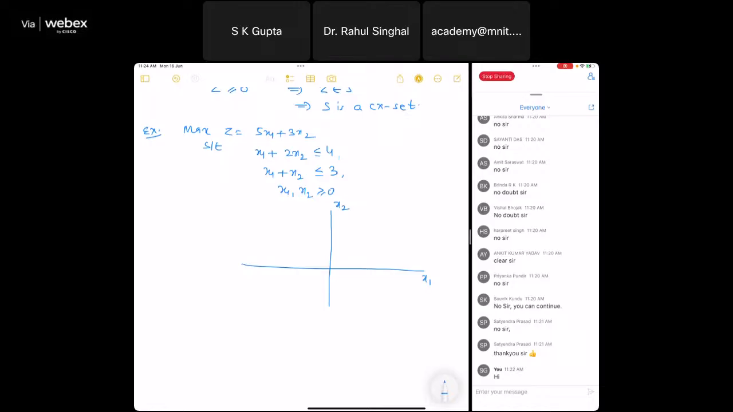You can put x2 equal to 0, you will find x1 equal to 4 here, right? And x2 equal to 2, right? So this is the first constraint. Less than or equal to 4 means towards the origin. You take 0, 0, for example, you put 0, 0 over here: 0 plus 0 is less than or equal to 4, that means true, that means shade toward the origin, right? Now you take this line. So this is x1 equal to 3 and x2 equal to 3 here.